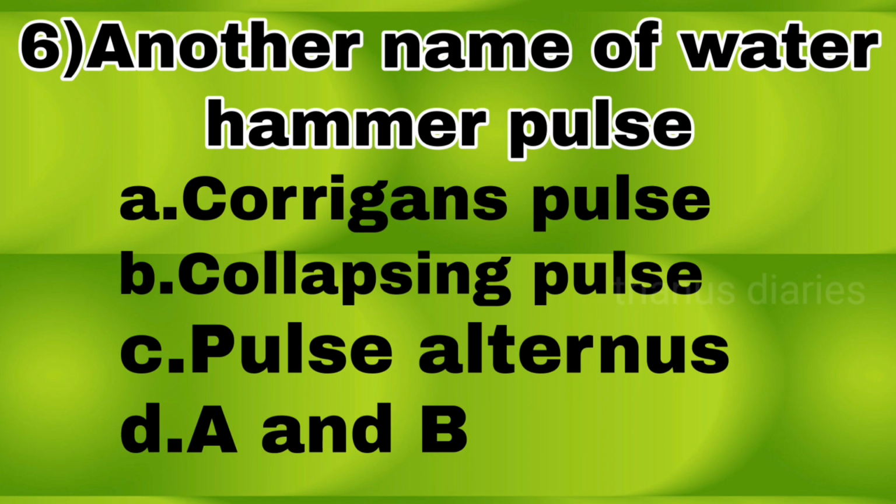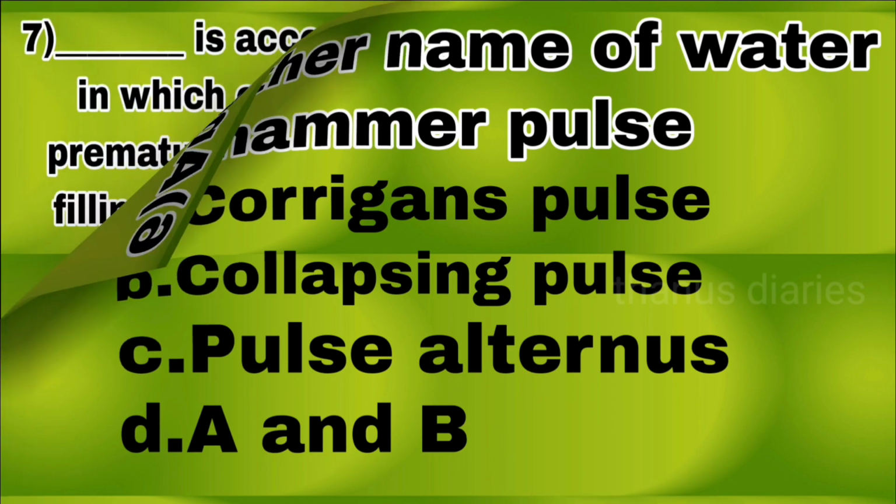Next question: another name of water hammer pulse: Corrigan's pulse, collapsing pulse, pulsus alternans, A and B. The answer is both A and B. It's known as Corrigan's pulse, also known as collapsing pulse.